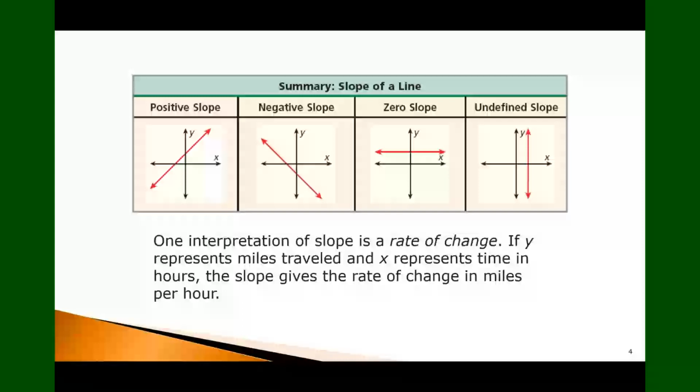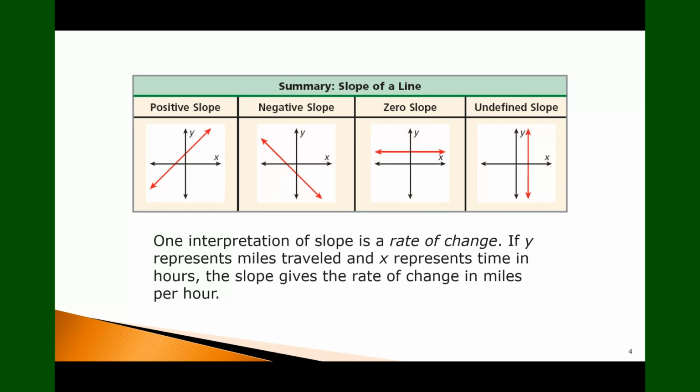A quick review here of slope of a line. So positive slope goes up, negative slope goes down, like you're skiing. Zero slope is horizontal. Vertical slope is considered an undefined slope.